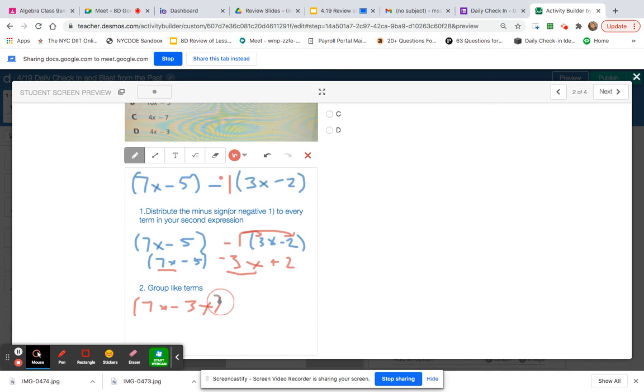right? 7x minus 3x. And I'm going to use yellow. I have -5 and +2. And I have -5 and then +2. Okay. Now the last step is going to be to combine my like terms.